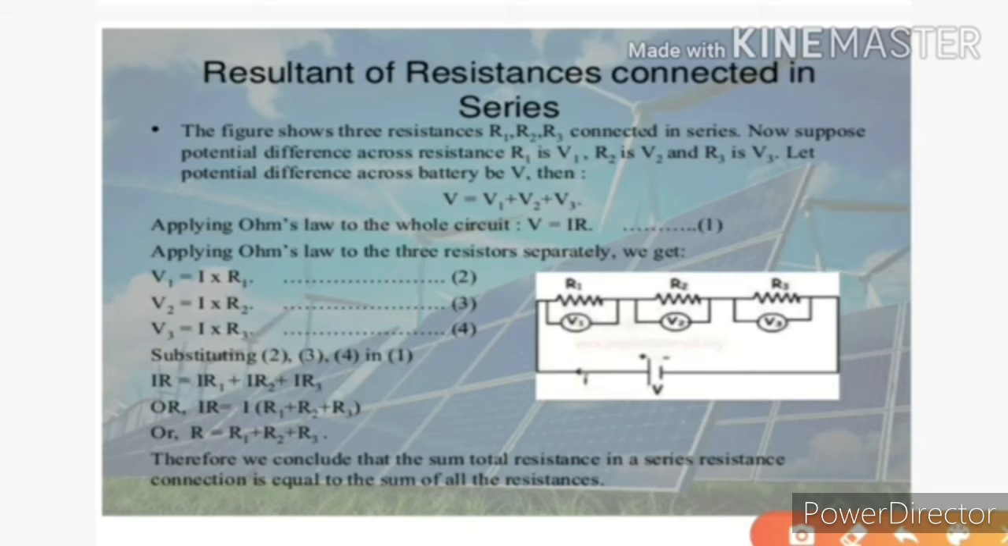So what is the ultimate statement in series combination? It means that in case of series combination of resistors, the equivalent resistance is equal to the sum of their individual resistances. And the combined resistance is always greater than any individual resistance.